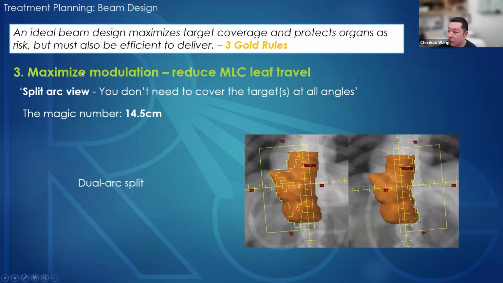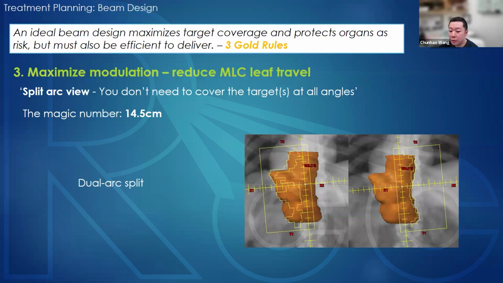Rule number 3, we want to maximize the modulation during the modulated delivery. So our goal is to reduce the MLC leaf travel. So we're going to introduce an idea called the split arc view. We don't need to cover the target at all beam angles, which means you can just have each beam cover partially a part of the target. And when combining all beams together, the target will be fully covered.